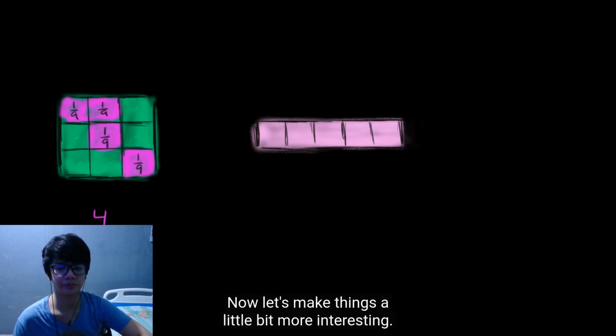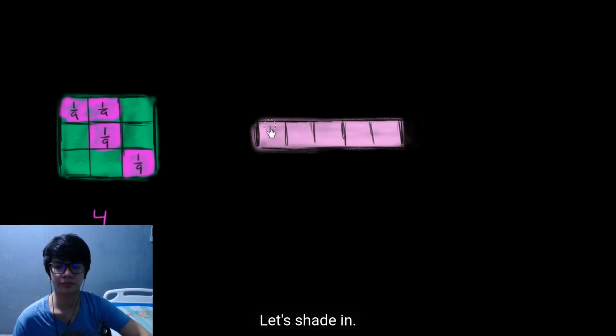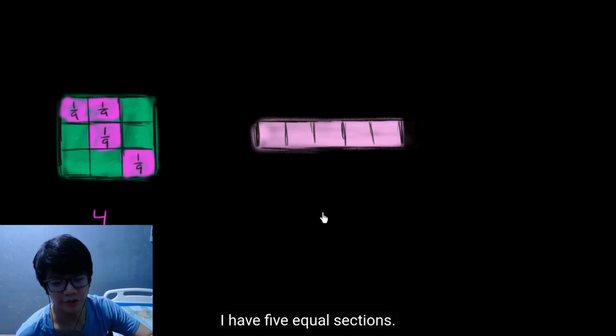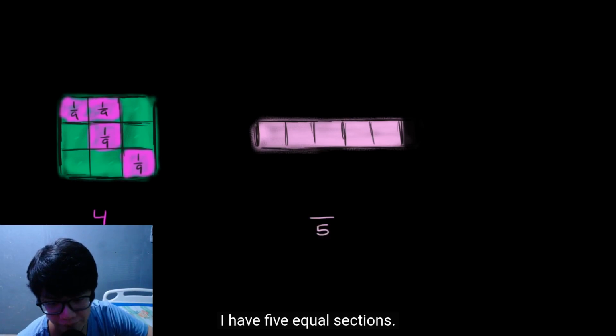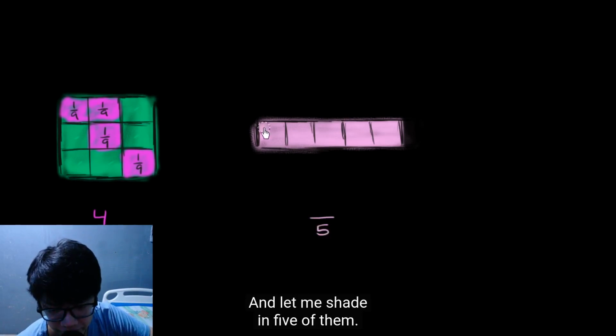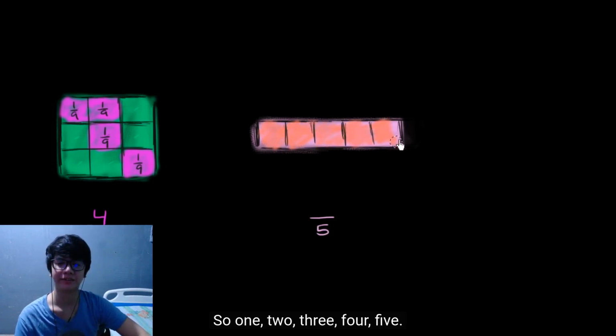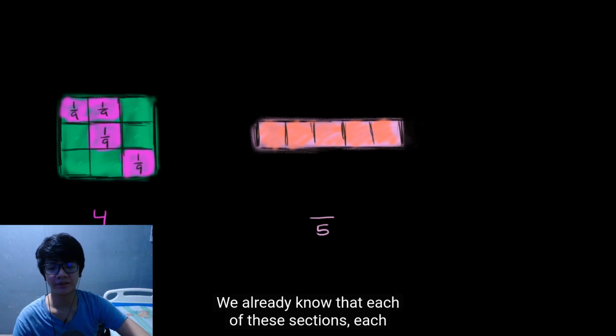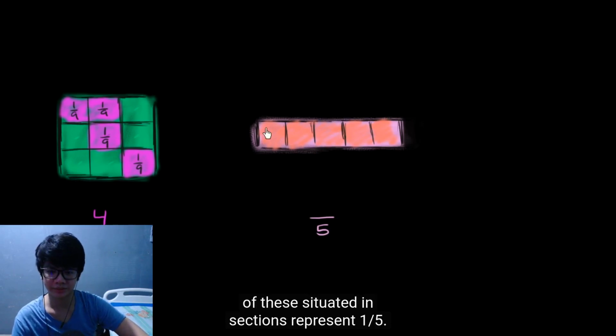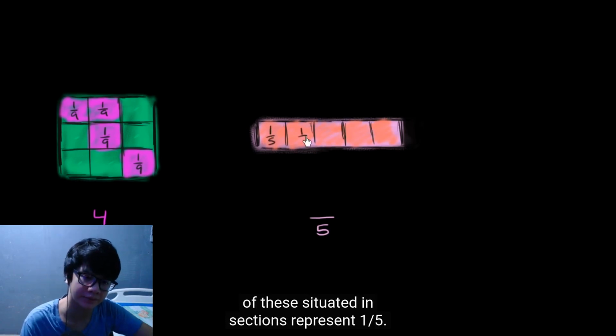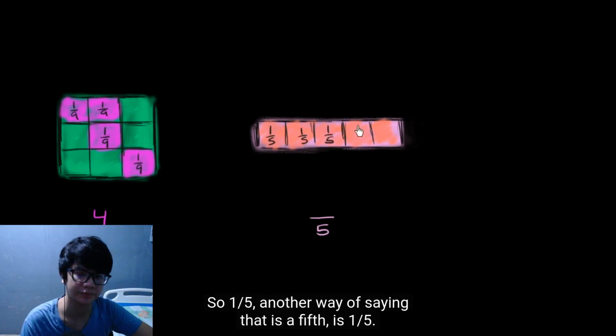Now let's make things a little bit more interesting. Here I have 5 equal sections, and let me shade in 5 of them. So 1, 2, 3, 4, 5. We already know that each of these shaded in sections represents a fifth. So 1/5, another way of saying that is a fifth, is 1/5.